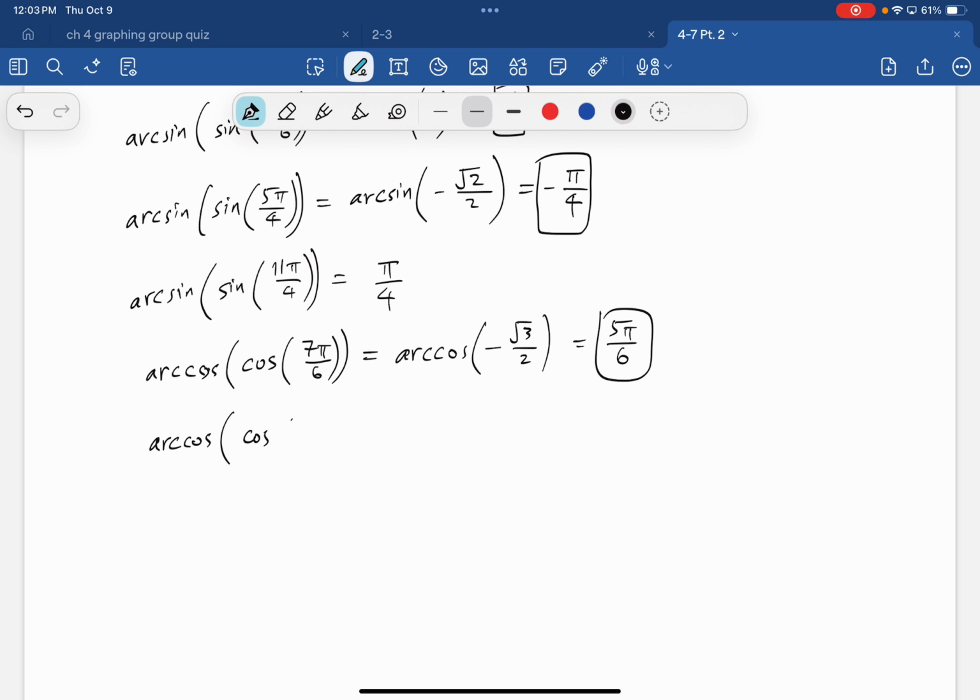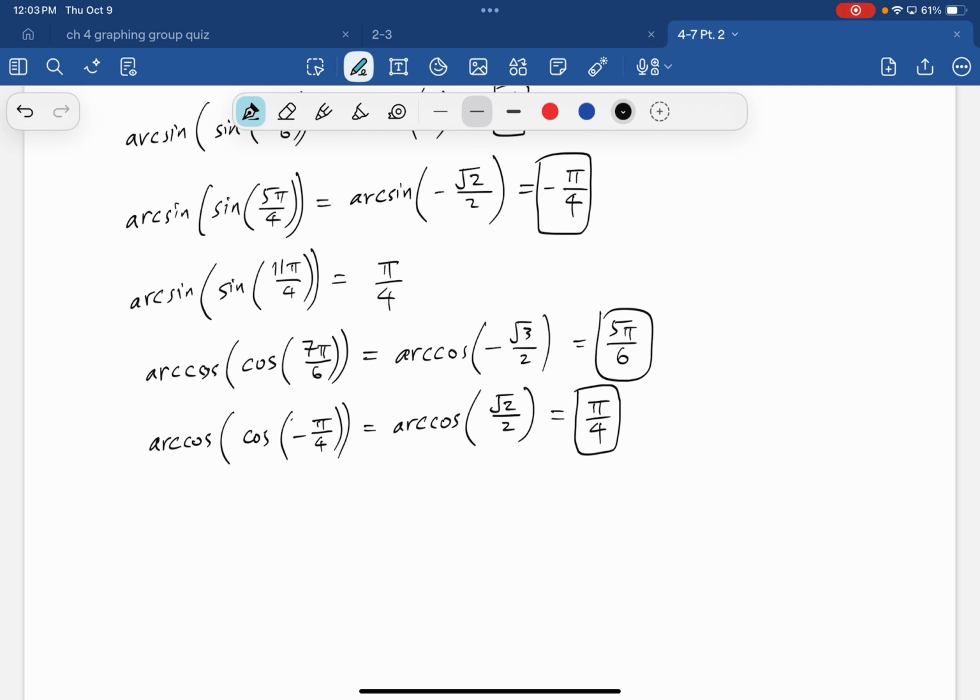Okay, let's do another one. Cosine of minus pi over 4. Negative root 2 over 2. Wrong, actually, sorry. Positive root 2 over 2. And then what is arc cosine of root 2 over 2? No, wait, that would be positive pi over 4. Good. Remember, no degrees.